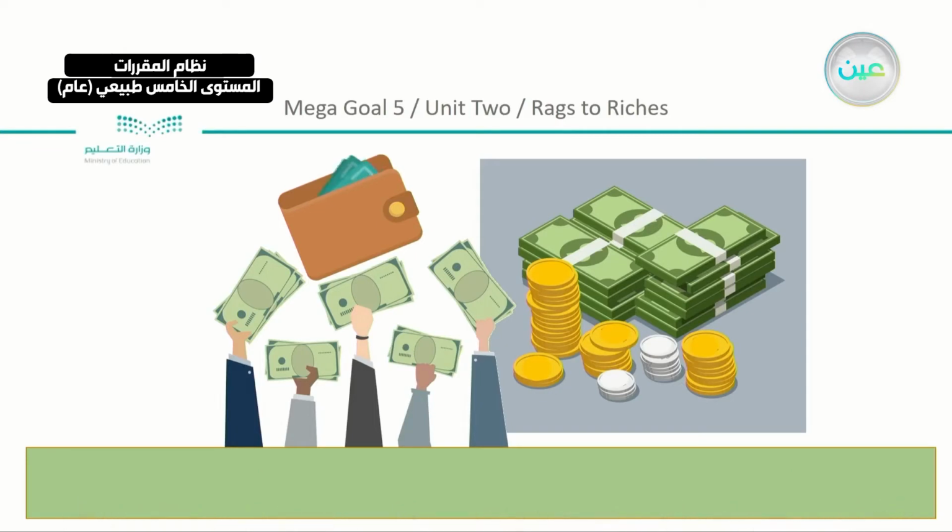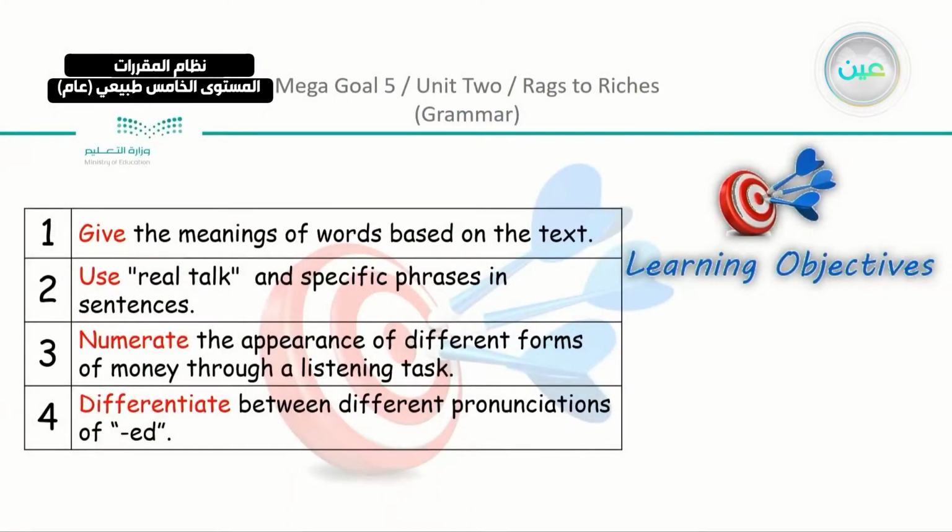Now moving on, we have here 3 parts in our lesson today. We have the conversation part, we have the listening part, and we are going to follow up with the pronunciation part. So your objectives are going to be to give the meanings of words based on the text, use real talk and specific phrases in sentences, enumerate the appearance of different forms of money through a listening task, and the last part, differentiate between different pronunciations of ed. Yes, let's go ahead.